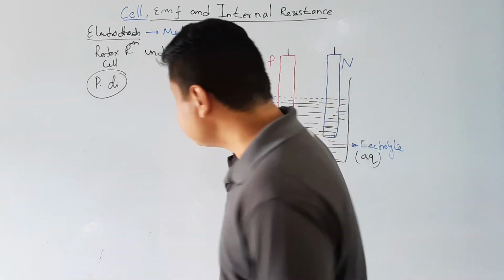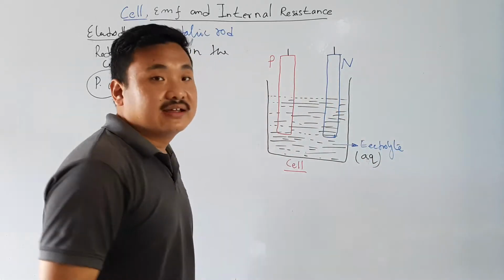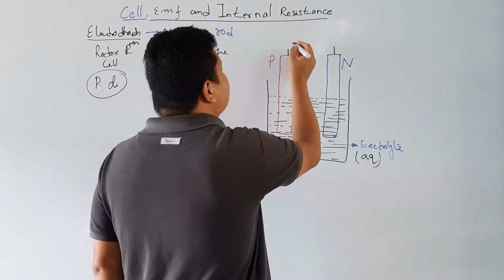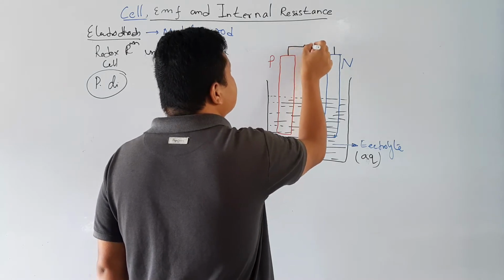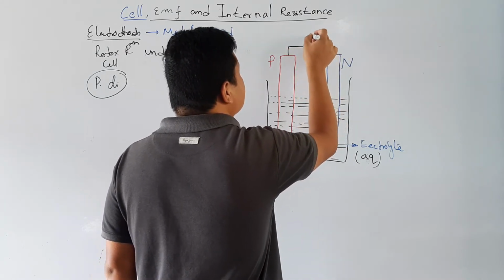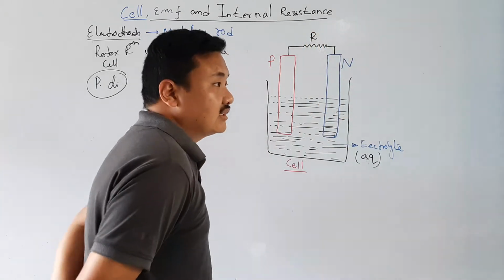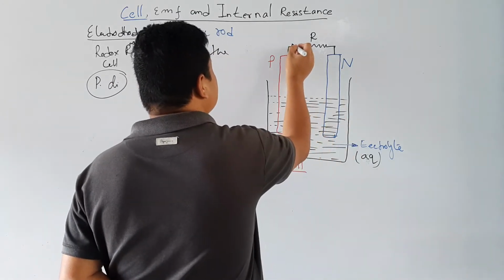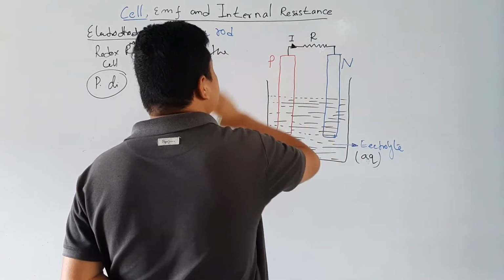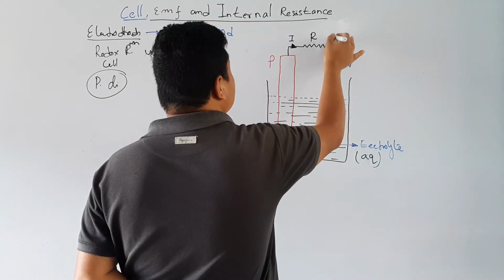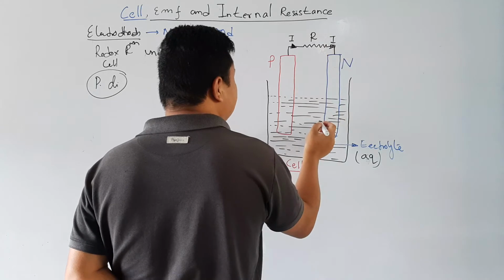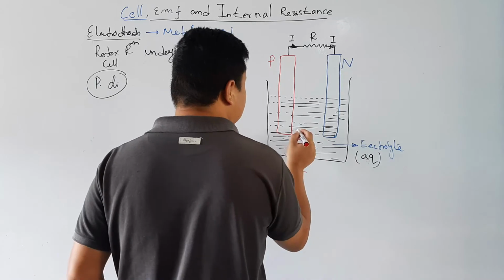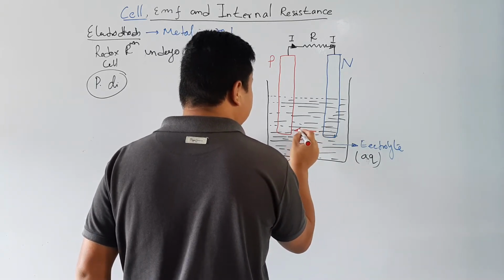Understood? Now let us connect a resistor between this and this electrode. So let us connect a resistor like this. This is my resistor R, and we know that the current flows from positive to negative. So the current will flow in this direction. Let the current be I, and here it is also I, and this current will come down and flow between this electrode and this electrode in this direction. So this is the flow of current I.